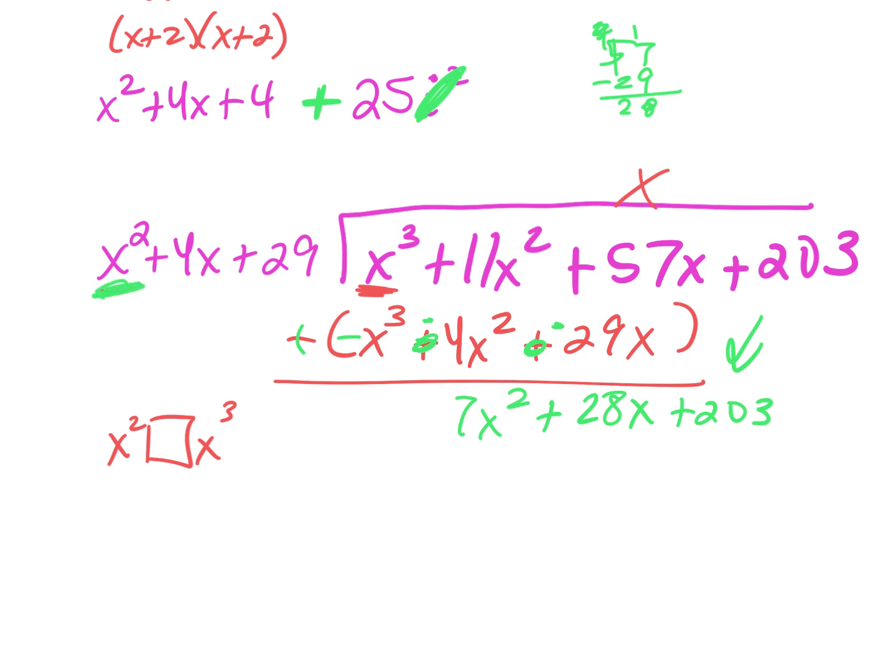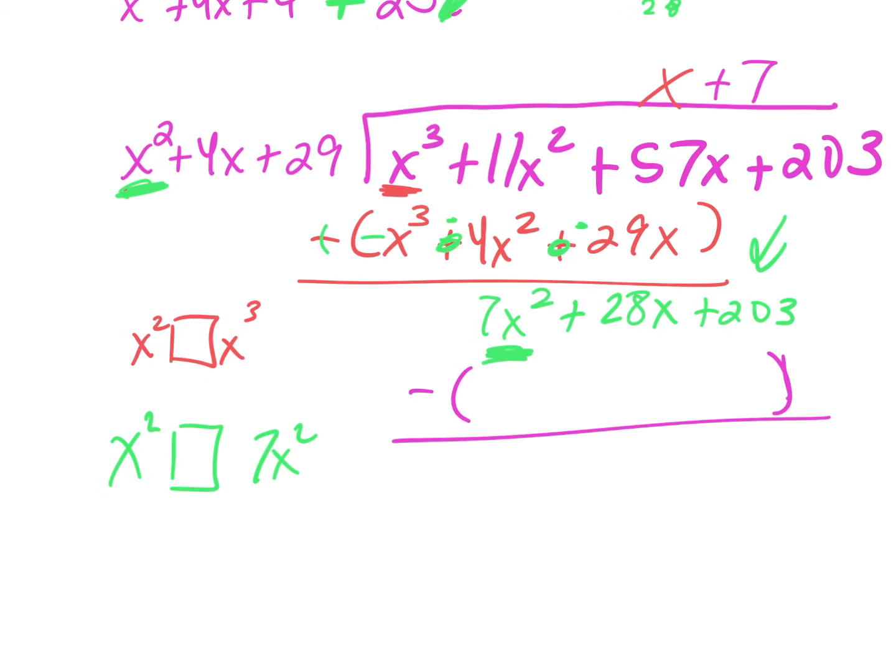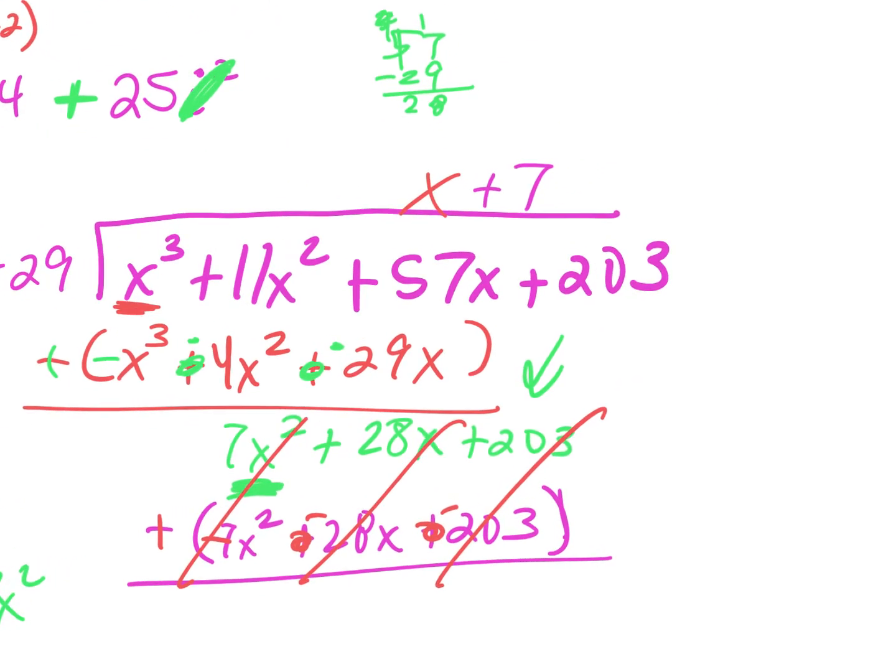So first term into first term. x squared times what gives me 7x squared? 7. Positive 7? Yep. So get your subtraction ready. What is 7 times x squared? 7x squared. What's 7 times 4? Plus 28x. What's 7 times 29? It is 203. Good. Before you can subtract, what do you do? Distribute, distribute, distribute, distribute. What's negative 203 and positive 203? What's 28 and negative 28? What's 7 and negative 7? So you're left with x plus 7.